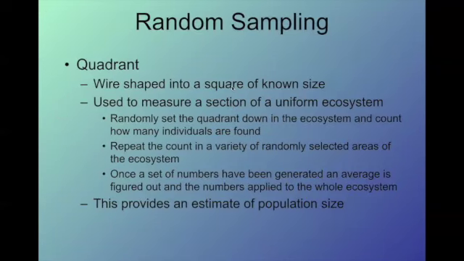Random sampling: you can sample with a quadrat, which is a wire shaped into a square of known size, and you throw that quadrat out. And when you throw that quadrat out, you measure or count everything within that quadrat. And then you pick up your quadrat and you throw it out again, and you measure anything in that quadrat, and you average what you've counted. And once you've averaged it, then you extrapolate out to the whole area. It gives us an estimate of population size. It's not going to give us the exact population, but it's a pretty good estimate.